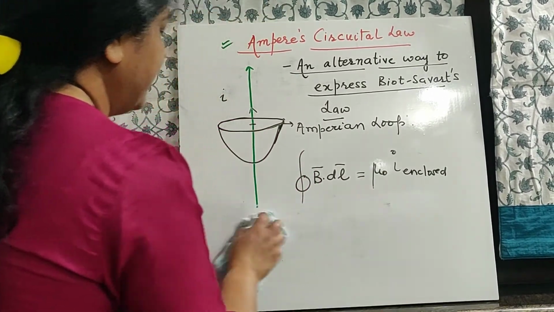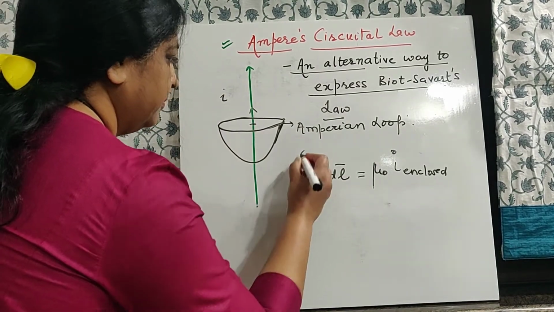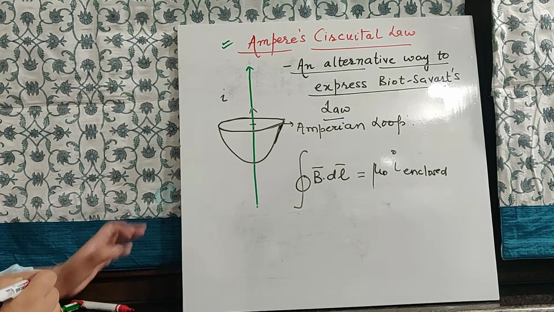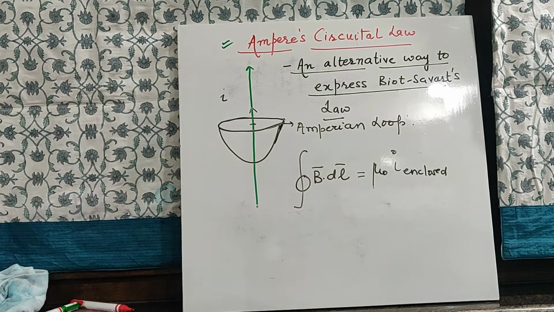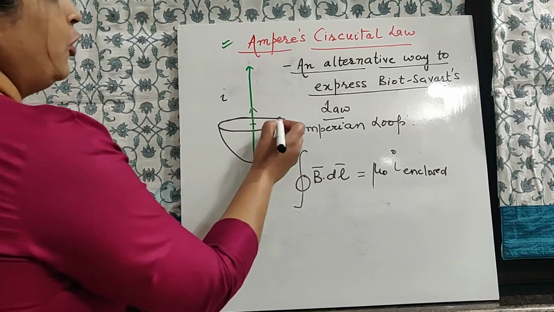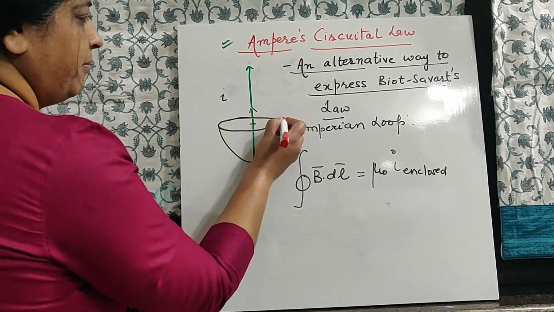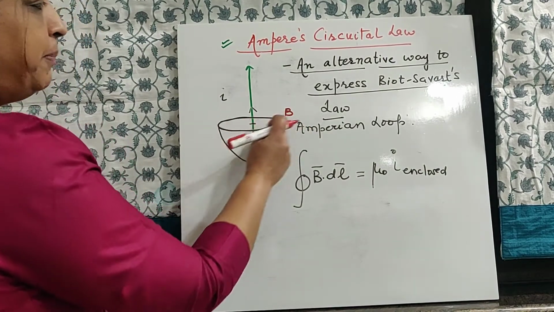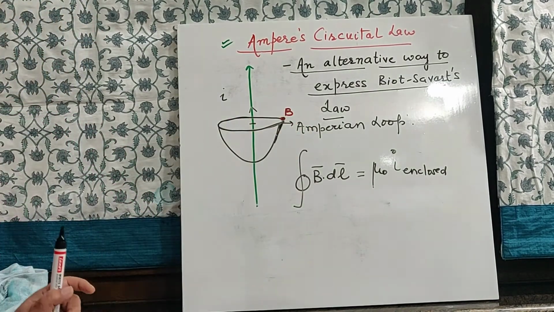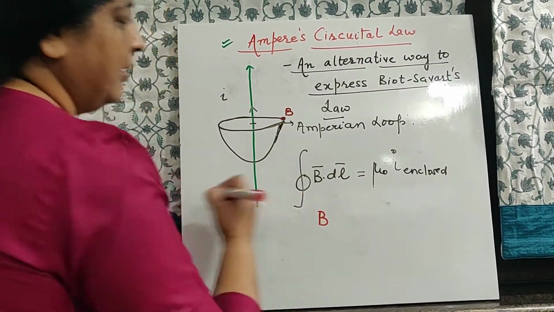The method is very, very simple. Now, whatever we have drawn over here is a straight conductor. It is infinite in length. Suppose we want to find out the magnetic field at this particular point. So, this is our Amperian loop. Now, how will we find it out? We will say that, let us say the magnetic field is B over here.